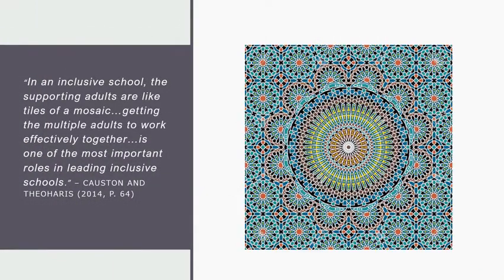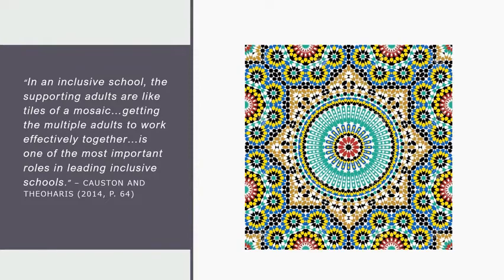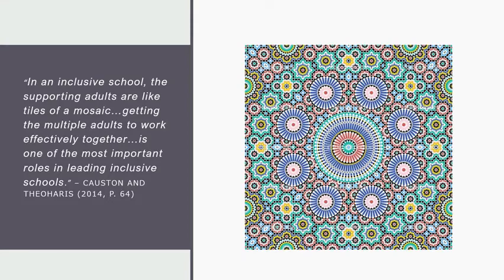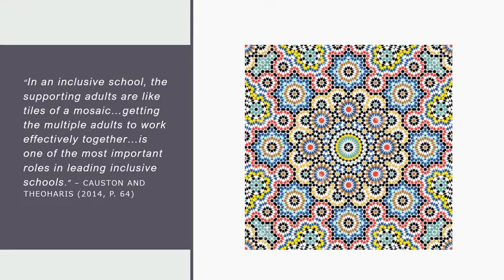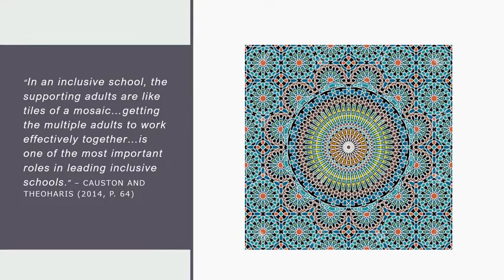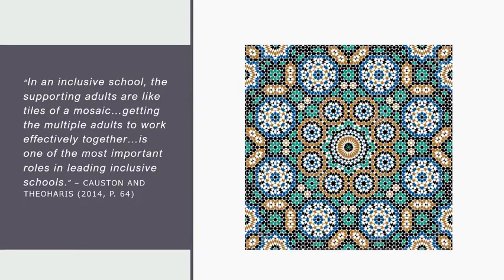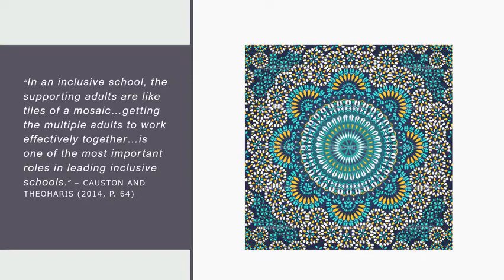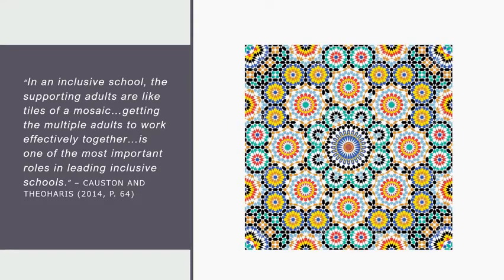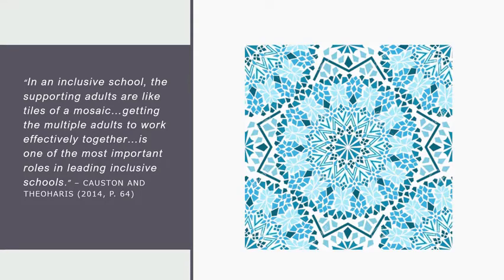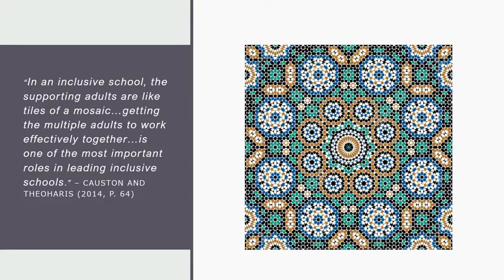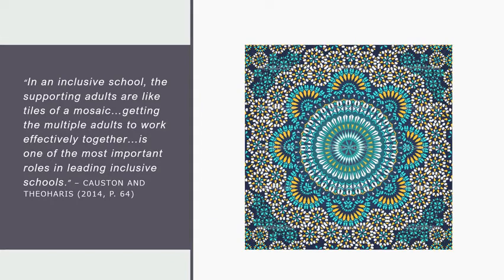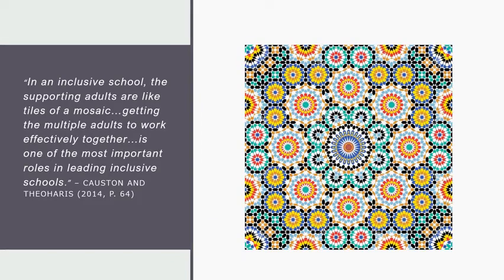I think one of the quotes that has stuck with me time and again during this course is Costin and Theo Harris referring to inclusion as a mosaic and the supporting adults as tiles. This quote has come to resonate with what I believe has become the cornerstones of the leadership approach I am trying to use now in my current role as LST and in a possible future role as an administrator. Through their quote, Costin and Theo Harris recognize the vital role of leadership in supporting all those involved to ensure inclusion is part of the foundation of a school culture.